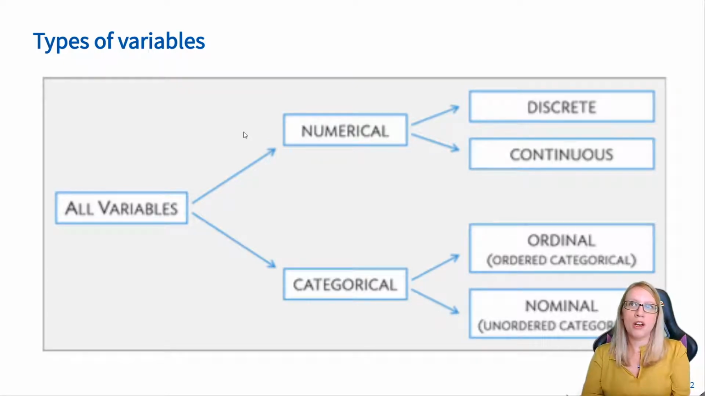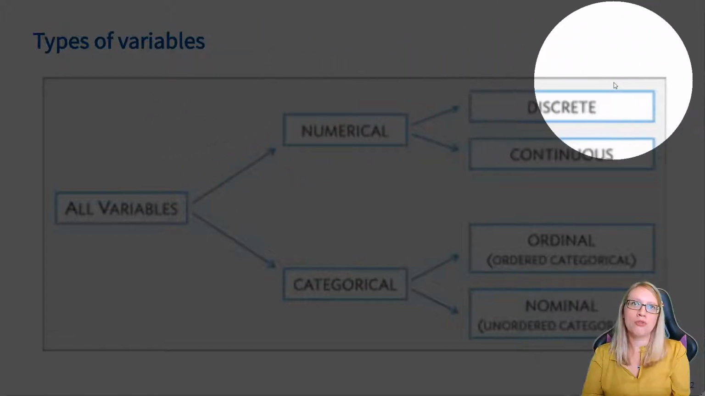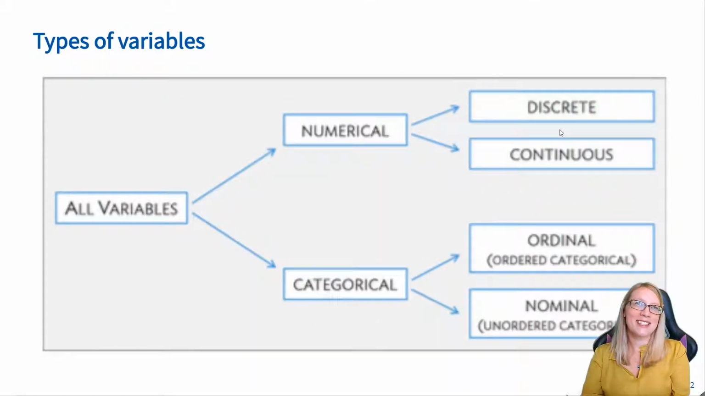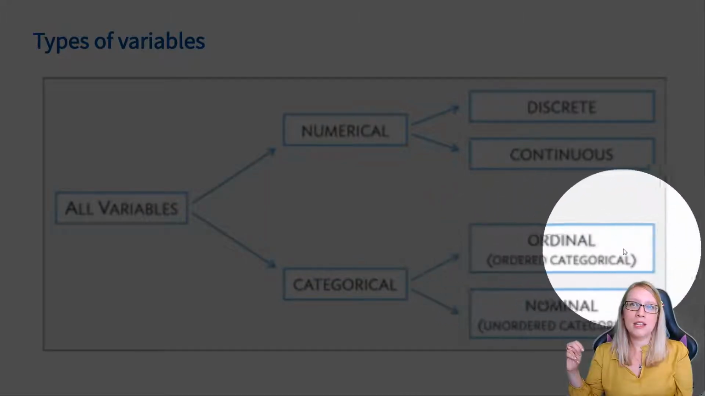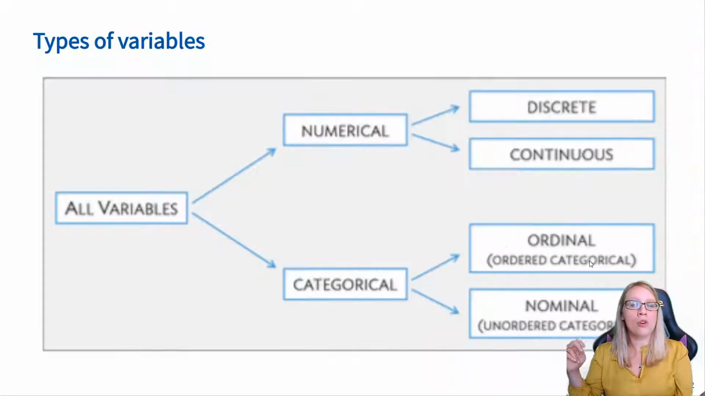In the case of numerical variables, how we address them doesn't necessarily change that much based on whether or not they're discrete, so it can only take on a few possibilities, or continuous, can take on any possibility within a range. So we won't worry about that distinction too much. However, in the health sciences, we fairly frequently see variables that are ordinal or nominal. So I do want to talk about that a little bit.